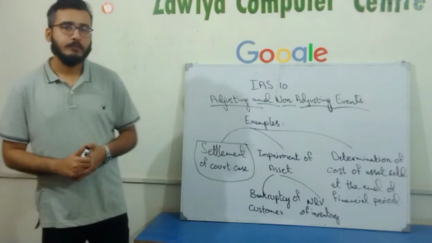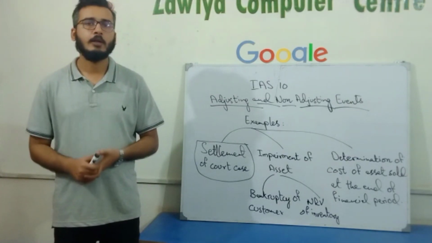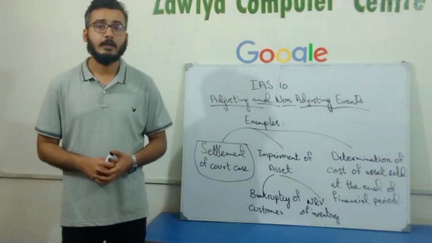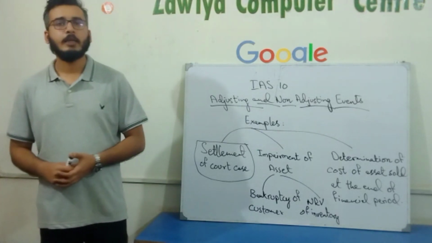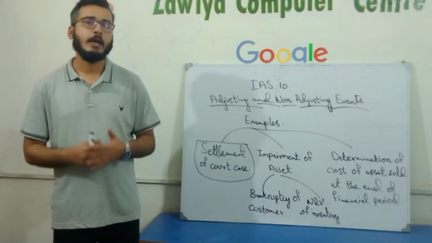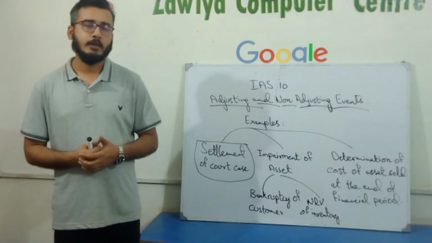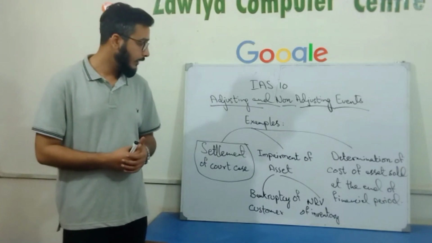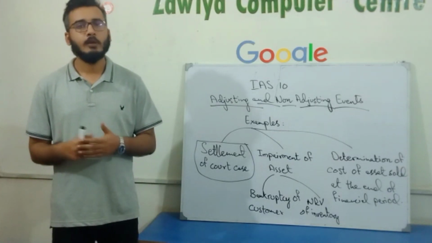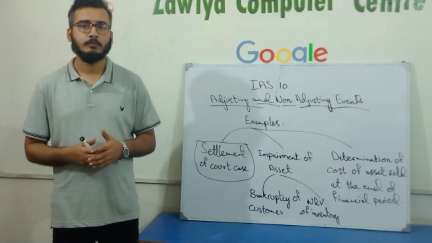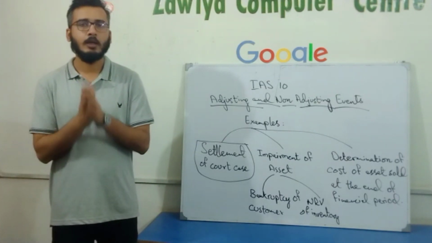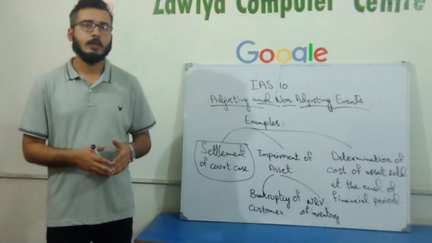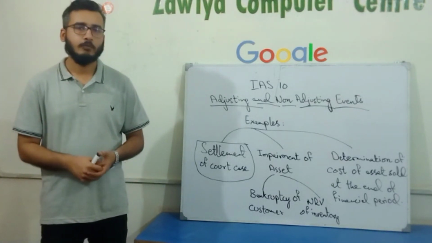Then NRV of inventory. If there are signs that the value of the inventory has declined and the inventory should be carried at NRV, and this is known after the financial period ended and before the financial statements are authorized for issue, we have to adjust the inventory to NRV or cost, whichever is lower. You might have seen our video on inventories. If you haven't seen that, the link is in the description and you can go and watch it.